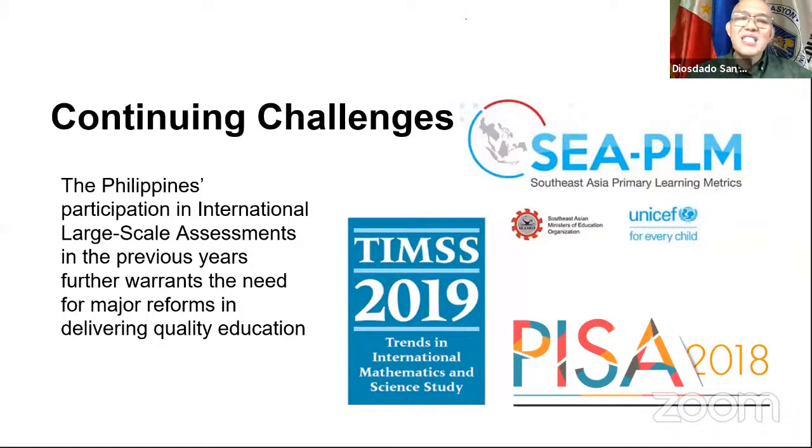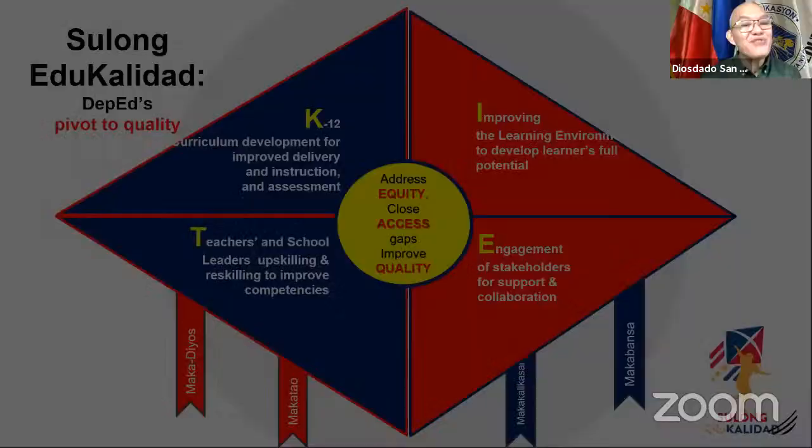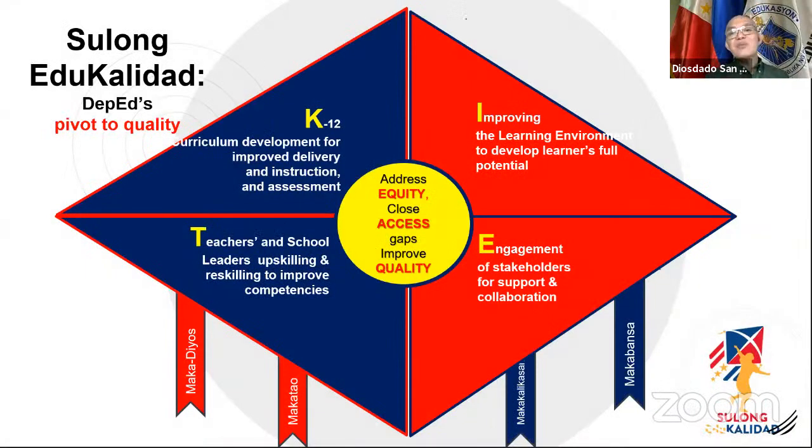But Secretary Liling said we have to push harder for quality because, as evidenced by the trends in international maths and science study, the PISA, and the SEA-PLM, Southeast Asia Primary Learning Metrics, our performance cannot be a source of pride for all of us. And so the Sulong Edukalidad was conceptualized. And the first pillar, it is actually the pillars of Sulong Edukalidad are captured in an acronym KITE. I know most of you, if you are from DepEd, are aware of this.